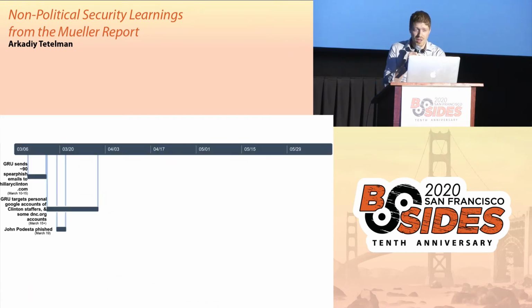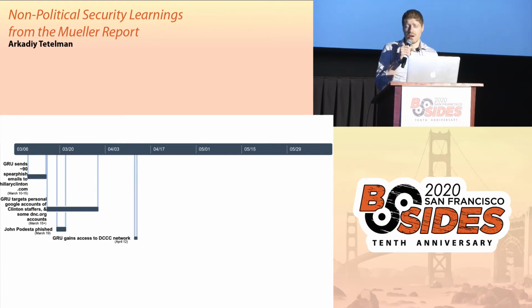Okay, so we're only a month in. We got John Podesta phished on March 19th. The GRU gained access to the DCCC network on April 12th using credentials that they had spearphished from those spearphishing emails that they had been sending out. And there's a quote in the report.